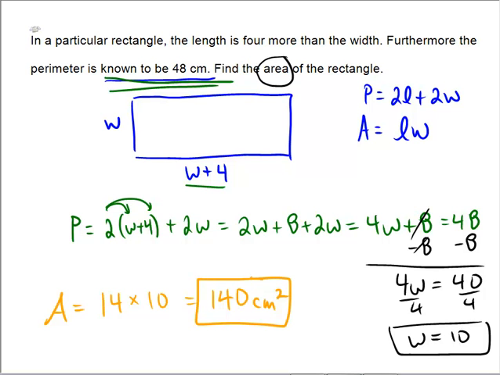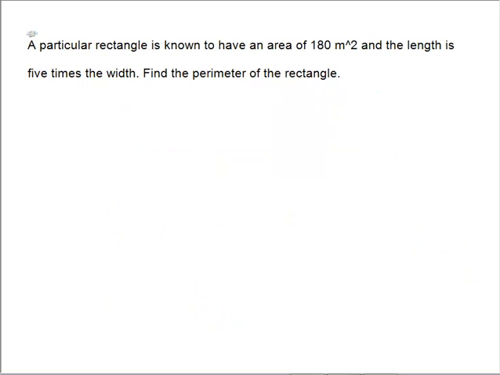because they're square units. Okay, pause the video for a second and see if you can do this word problem on your own. A particular rectangle is known to have an area of 180 meters squared, and the length is 5 times the width. Find the perimeter.